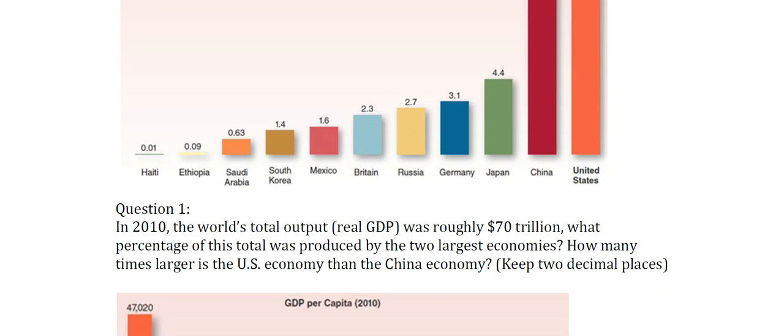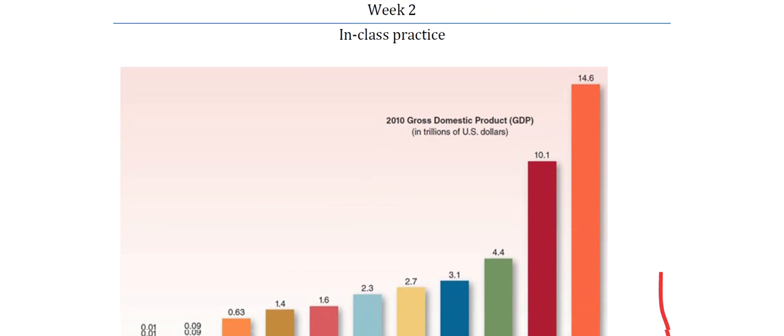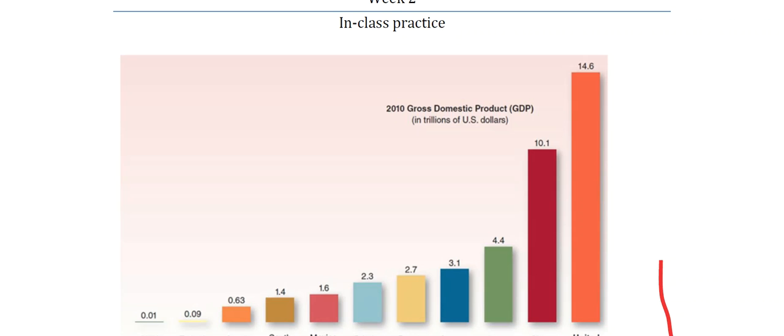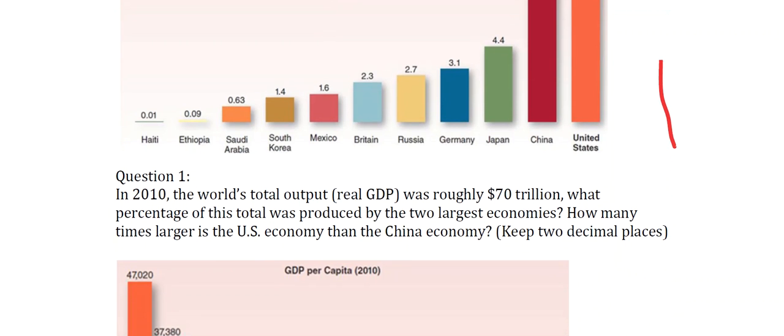So look at the first part. The total output was roughly 70 trillion. The question is, what percentage of this total was produced by the two largest countries? You should represent your answer as a percentage. To answer this question, you have to know the total GDP for the two largest economies, which are China and the U.S. China is 10.1 and the US is 14.6 trillion, so the total is about 25 trillion.